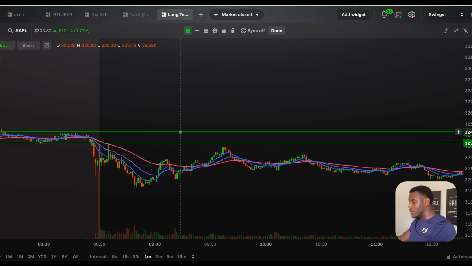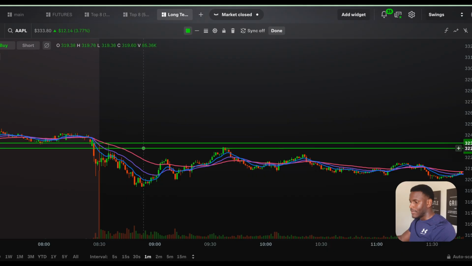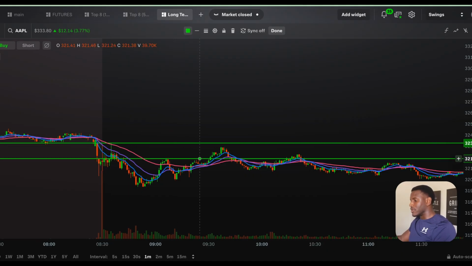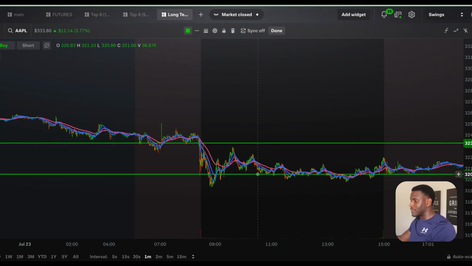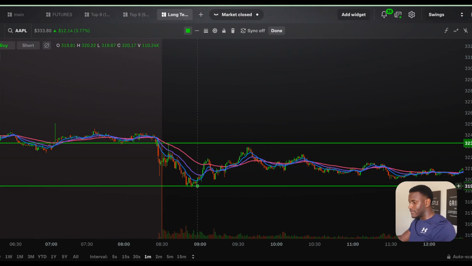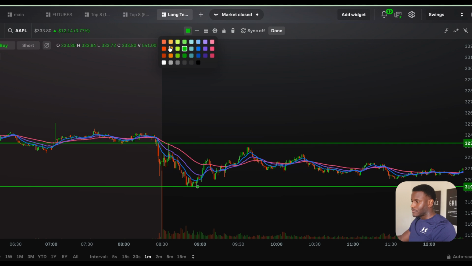So I like to color code my previous day high, previous day low, pre-market high, and pre-market low, so that I can just easily know which levels price is reacting at. So that's how you mark your previous day high. So now let's talk about how do you mark your previous day low. The same concept, but you're going to find the lowest point of the day. So in this case for Apple, the lowest point of the day is going to be right here. And what I'm going to do is change the color to red.